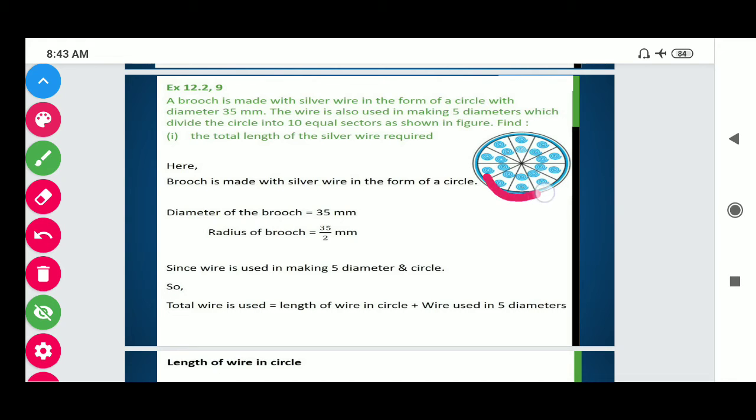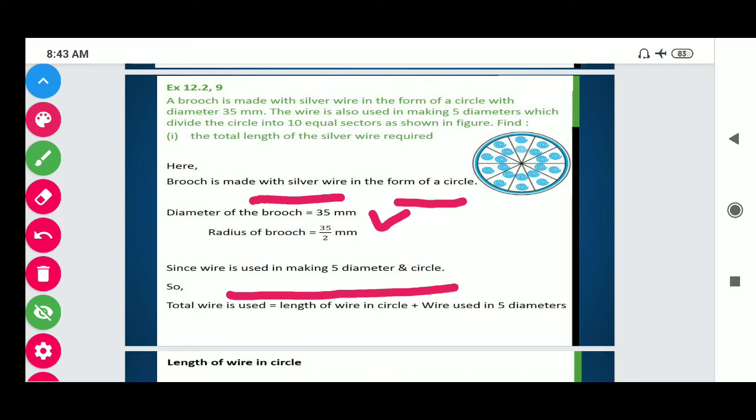We need to calculate how much silver wire is required. We use silver wire to make the boundary, that is the circumference, and we use silver wire to make the 5 diameters. The brooch is made with silver wire in the form of a circle. The diameter of the brooch is given as 35 mm, so the radius must be half, so 35 over 2 mm is the radius. Since wire is used in making 5 diameters in the circle, the total wire used will be the length of wire in the circle and the wire used in 5 diameters.